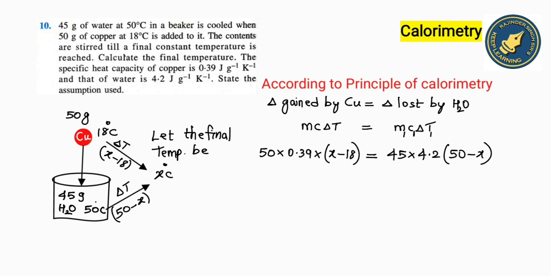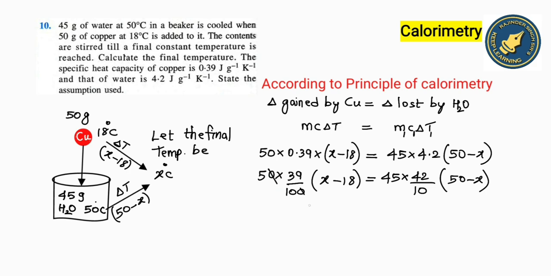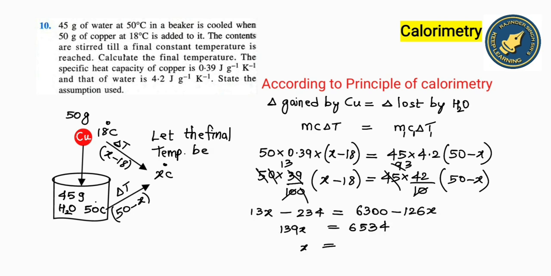Now pay attention nicely to how to calculate, how to divide. 10 and 10 get cancelled, 10 and 10 get cancelled, 5 1s are 5, 9s are 3, 1s are 3, 3 3s are 3 3s are. Now opening the brackets. Hence, on collecting the like terms on one side, we get 139x is equal to 6534. X is 47.007. That is why, if you have a look carefully in your textbook, it is printed as 47 degrees Celsius approximately, rounding up.